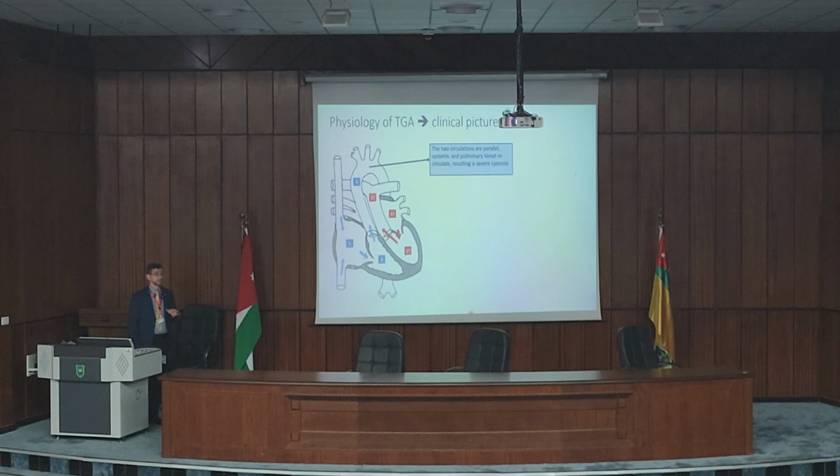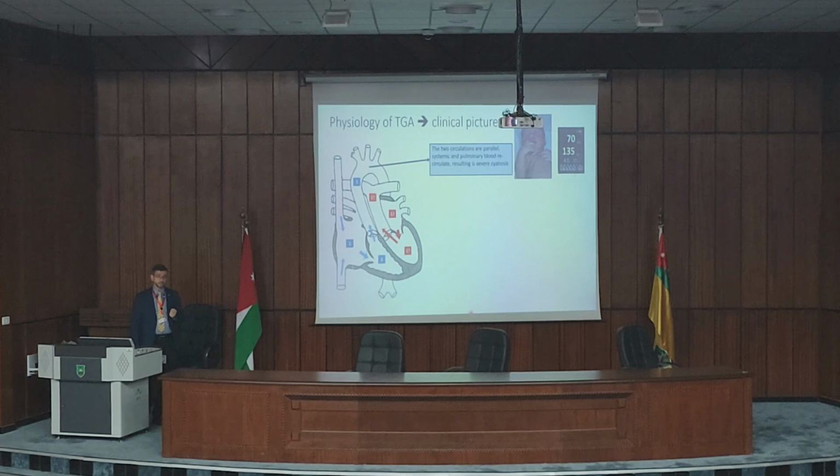So that will explain to you that those babies have severe cyanosis, not like the Tetralogy of Fallot. They can have mild cyanosis and then it develops later, and they can live for several years and then get repaired for several months.